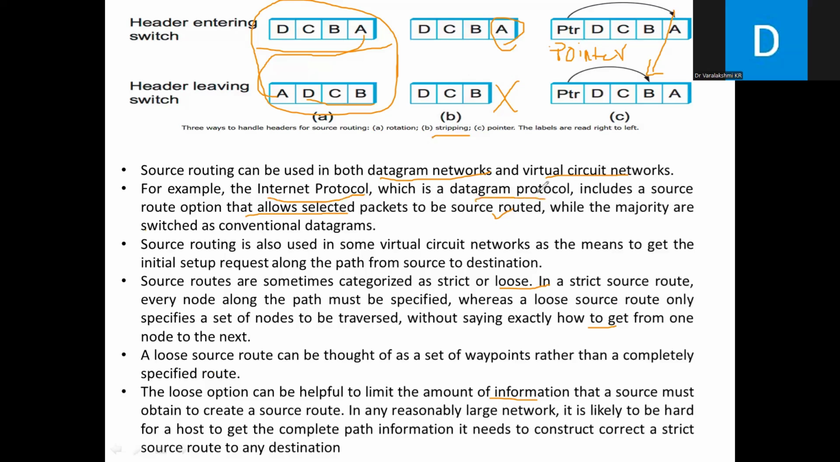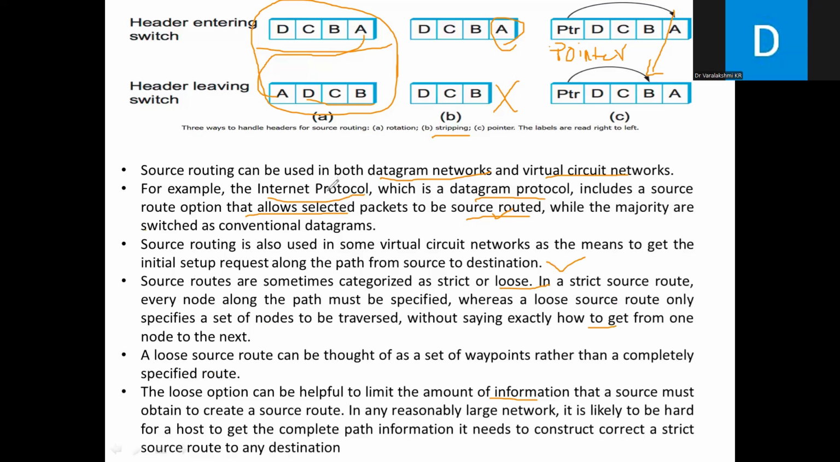It includes a source route option. Why do we need a source route option there? Because I can allow selected packets to be routed by the source, since the majority are switched as conventional datagrams. Source routing is also used in some virtual circuit networks as the means to get the initial setup request along the path from source to destination. That is the reason, as I mentioned.